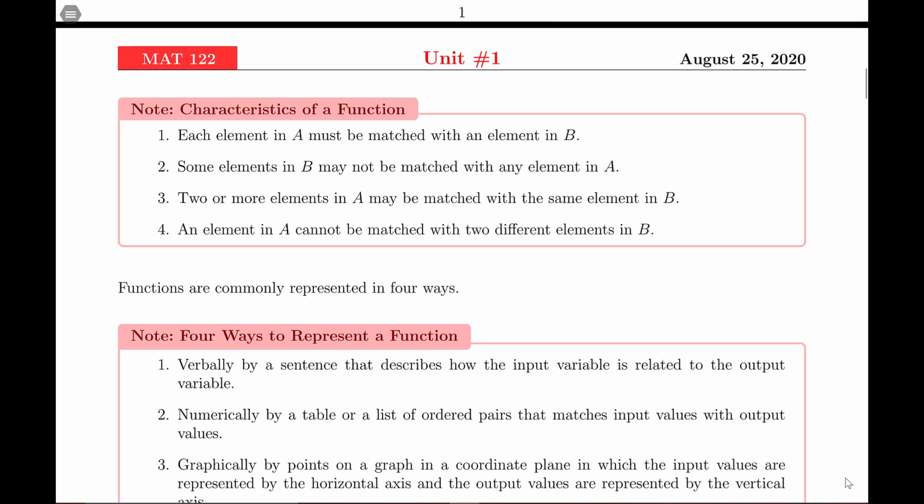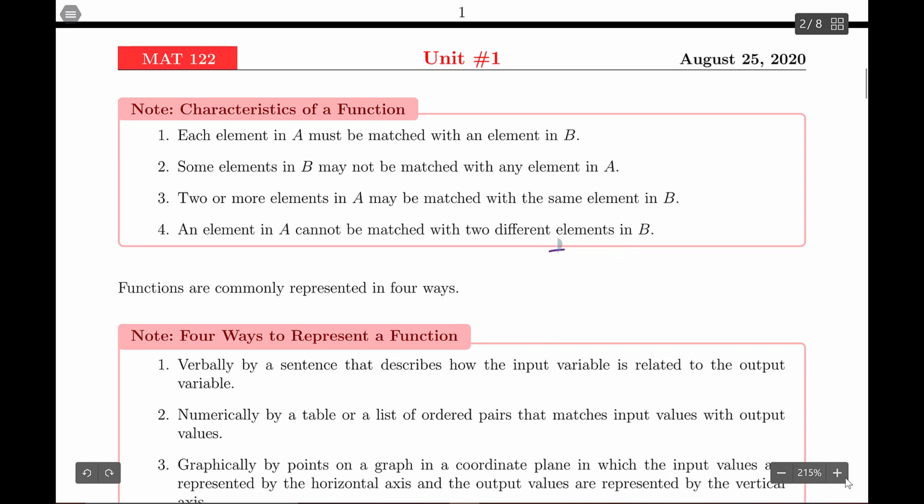What we're talking about in number 4 there is, number 4 says an element in A cannot be matched with two different elements in B. So I can have 1 map to 3, that's fine. I can have 2 map to 3, but I can't have 2 map to 3 and 4. Once that happens, this no longer represents a function, and the definition breaks down.